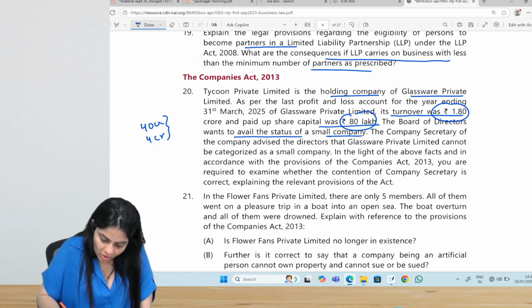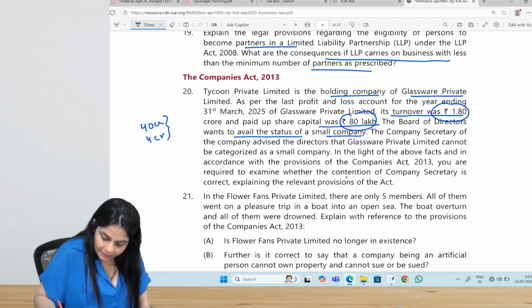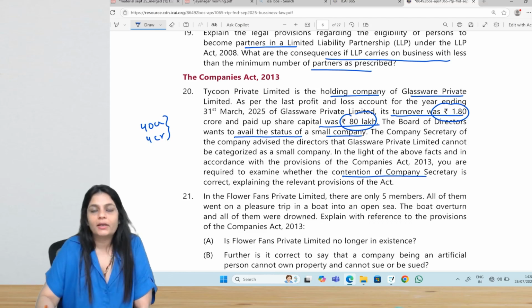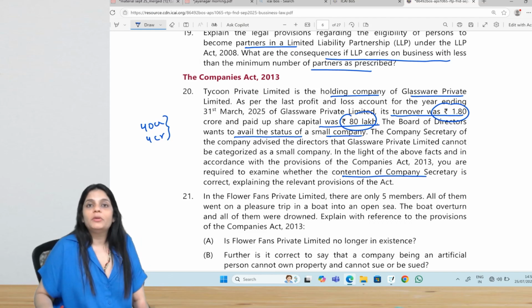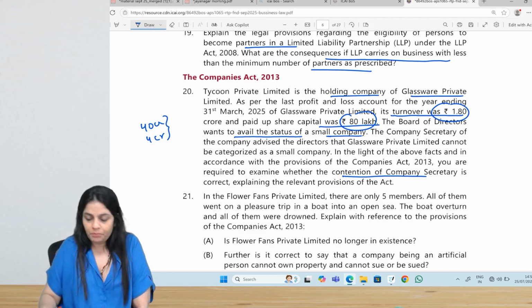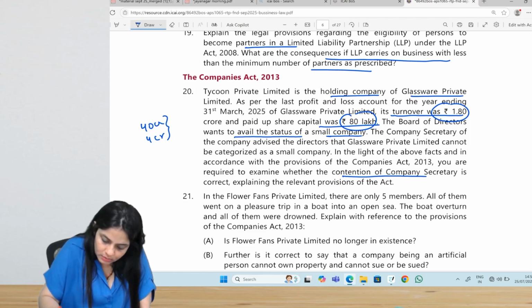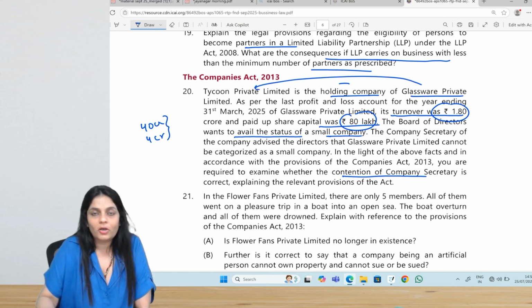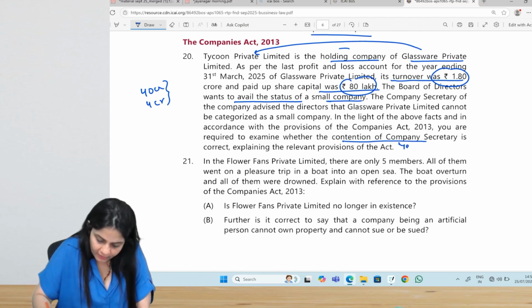The company secretary of the company advised the directors that it cannot be categorized as a small company. You are required to examine whether the contention of company secretary is correct. Both the conditions are fulfilled. But if you are a holding or a subsidiary company, you don't get the status of a small company. Here it is given that it is the subsidiary of Tycoon Private Limited. So it cannot get the status of a small company. So is the contention of the company secretary correct?